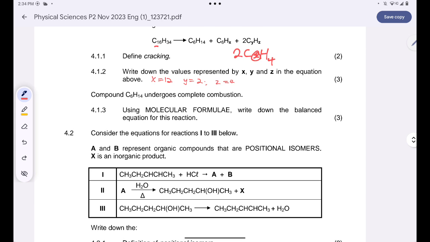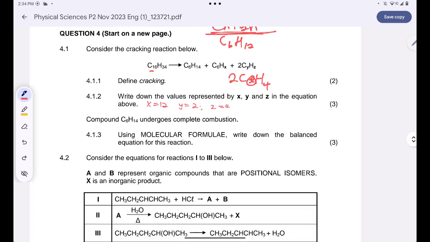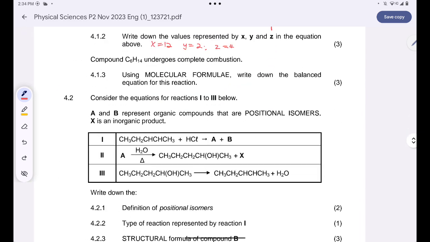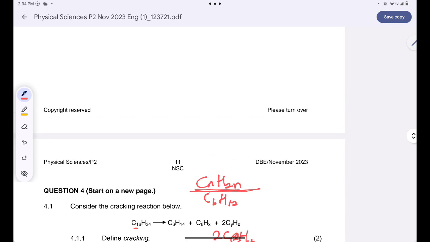this is hexane. It undergoes complete combustion. For complete combustion, guys, let me write the reaction here. You must have an alkane there, C6H14. You always add it with oxygen. It will always produce carbon dioxide and water. Are you together? Then the only thing that we need to do is to just balance this equation.